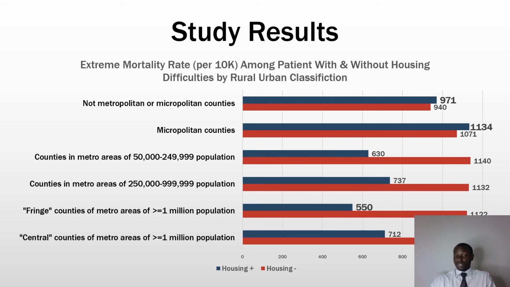Among fringe counties or metro areas with greater than 1 million population size, we see a rate of 1,122 compared to 550 per 10,000 presentations. A similar observation can be made with central counties greater than 1 million population size. We see significantly lower respiratory presentations among individuals with housing difficulties compared to those without housing difficulties.